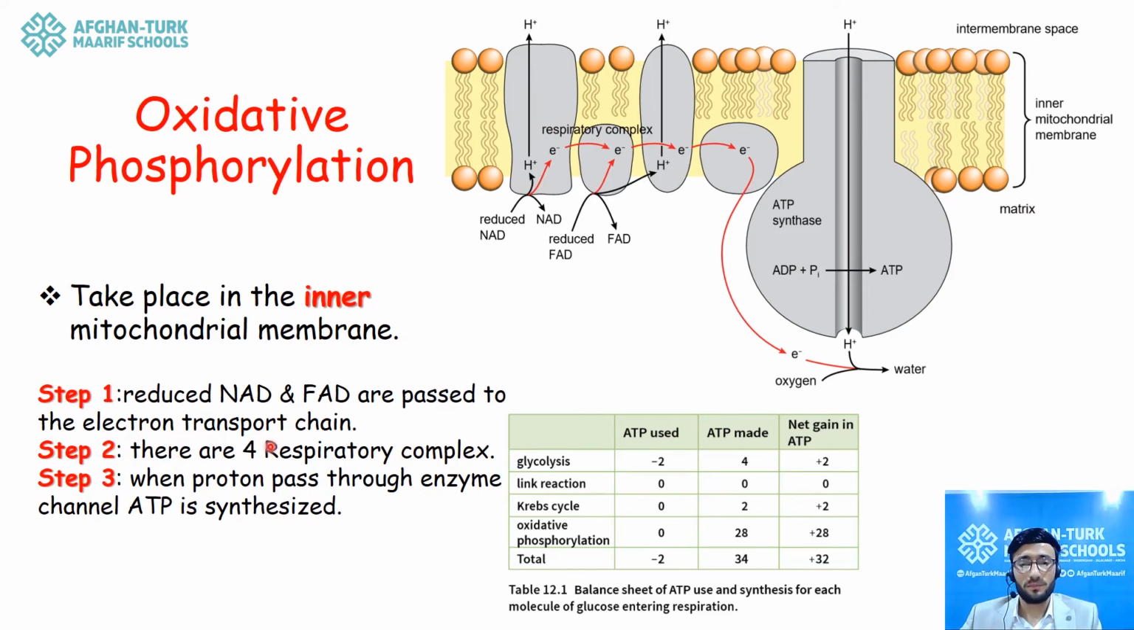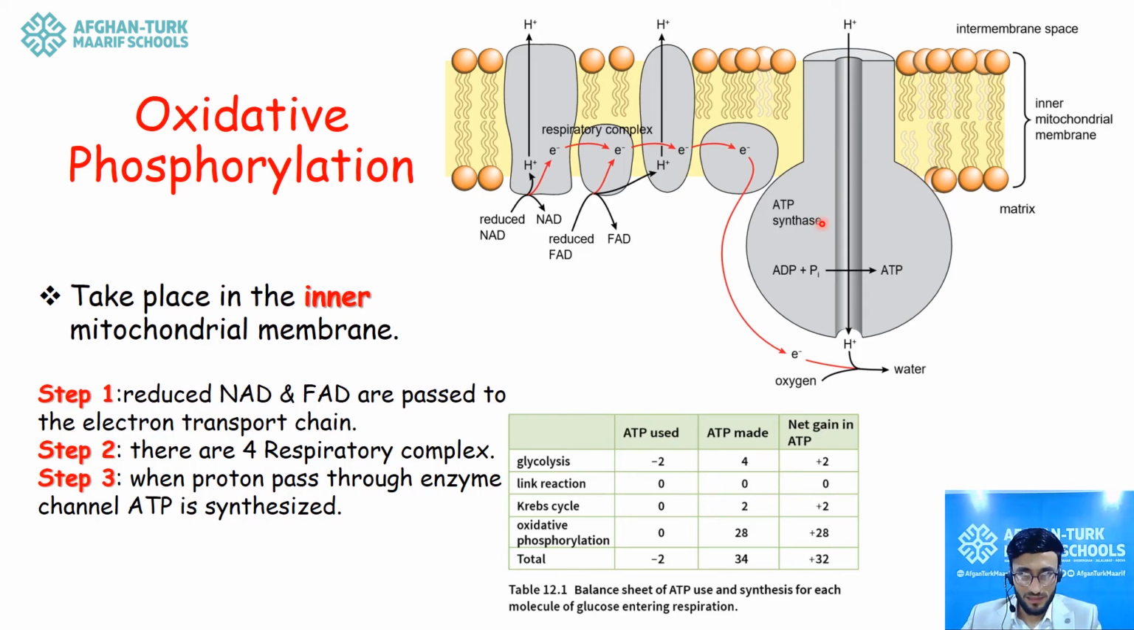The second step, you should be familiar with these 4 respiratory complexes, which are embedded in the inner membrane of the mitochondria. Their function is to exchange electrons one by one. At the third step, when the protons pass through the enzyme channel, ATP is synthesized. As you see here, this is called ATP synthase.